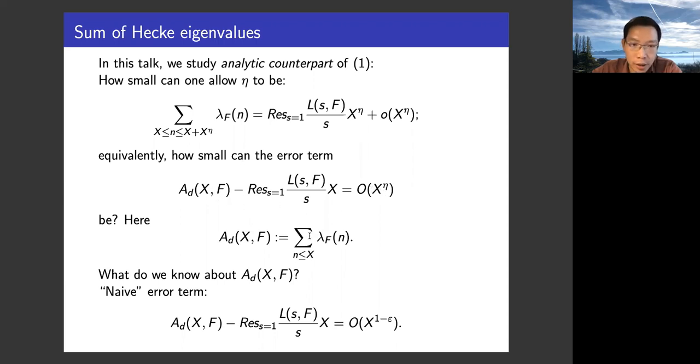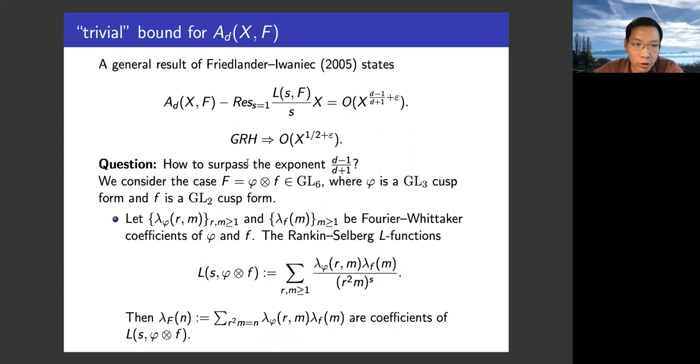Here, A sub d denotes the average of the coefficients up to capital X. Well, what do we know about this average? Naively, we may expect that the error term can be taken to be slightly smaller than the length of summation X. But actually, much more is true. There is a general result of Friedlander and Iwaniec, which states that the error term can be taken to be x to the (d minus 1) over (d plus 1). Again, here d denotes the degree of the L-function. If we assume GRH, then we can get the error term to be the square root of the length of summation.